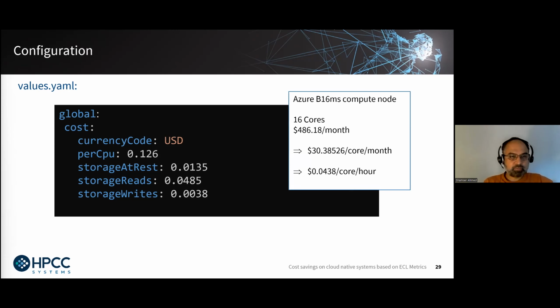So say the node pool is made up of B16MS compute nodes, which are charged at $486.18 per month. Then the cost per core, or cost per CPU, is 4.38 cents, and the per CPU field should be updated to reflect that.